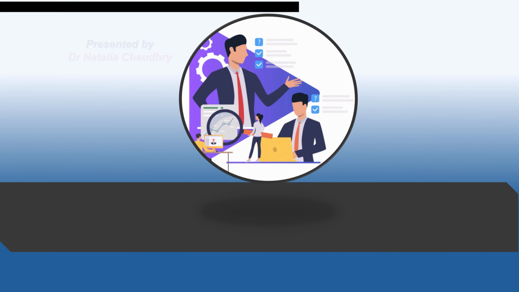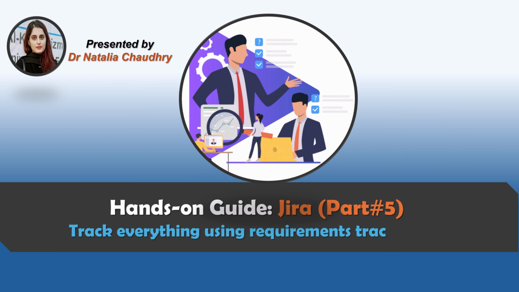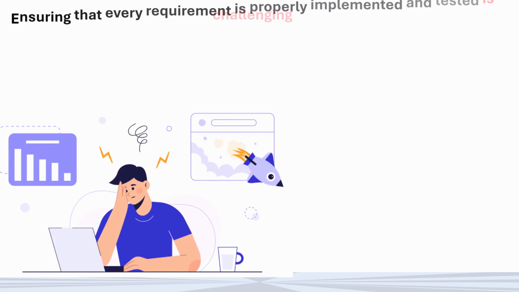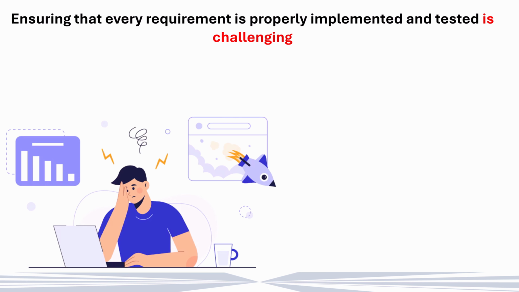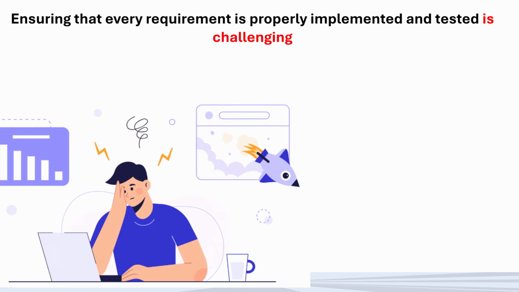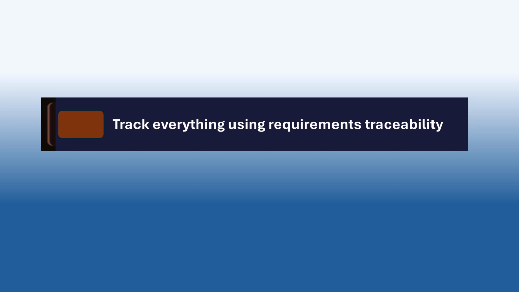Welcome back. So this is the last session of our Jira series that is focused on tracking everything using requirement traceability. One of the biggest challenges is to ensure that every requirement is properly implemented and tested, and often teams lose track of what has been done, what still needs testing, or which defects relate to which requirements. So this is where requirement traceability comes in. After covering other topics, now in this session we will cover how Jira helps us in tracking everything using requirement traceability.